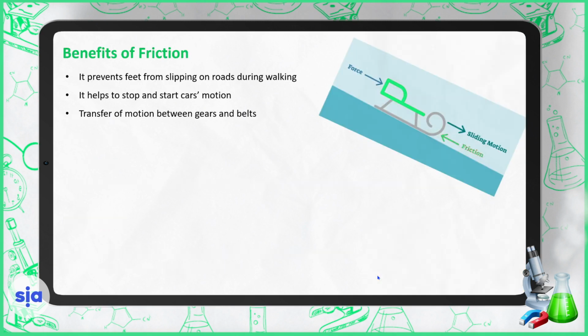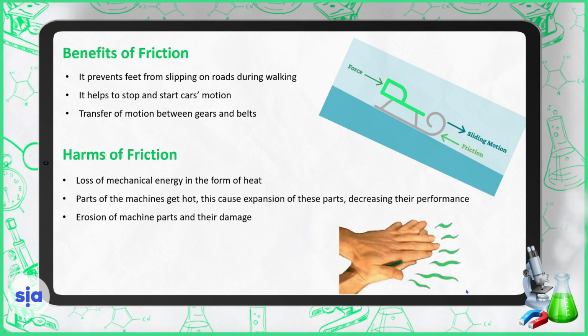Benefits of friction. It prevents feet from slipping on roads during walking. It helps to stop and start cars' motion. Transfer of motion between gears and belts. What are the harms of friction? Loss of mechanical energy in the form of heat. Parts of the machines get hot, and this causes expansion of these parts, decreasing their performance. Also erosion of machine parts and their damage.